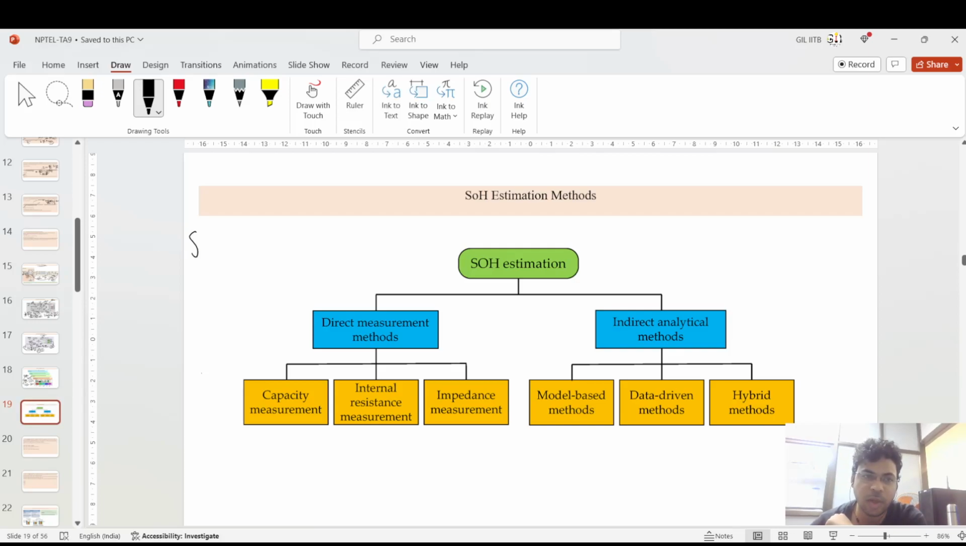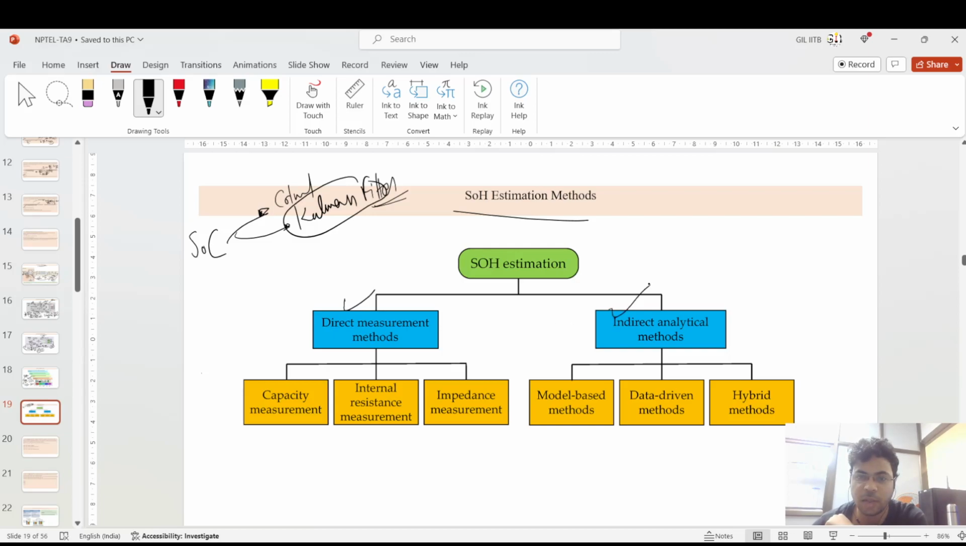Okay. So there are certain estimation methods for the SOC and SOH. SOC methods I have explained to you. If you want the detail, you can go to the fifth tutorial session. For SOC, as I told you, there are Coulomb counting methods and Kalman filter based methods. I have explained the Kalman filter in detail in that tutorial session.